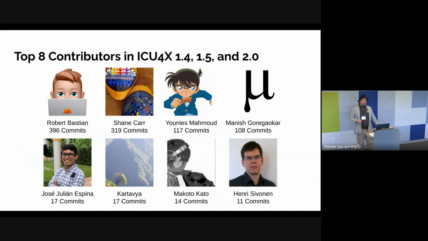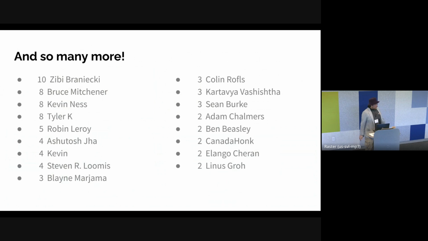Makoto is one of our colleagues at Mozilla. He owns the segmenter component. He's in Tokyo, and he had 14 commits. Henry is another one of our Mozilla colleagues. And he's done a lot of great work on the normalizer and collator components, and he has 11. And that's just the top 8.